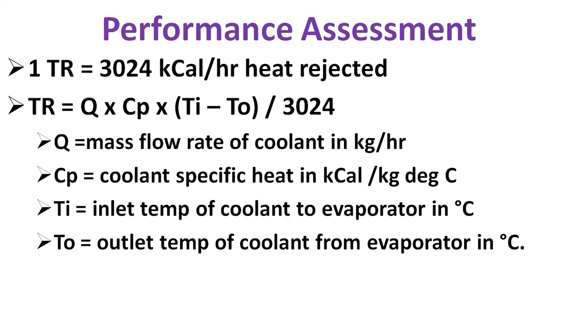And the above TR is also called chiller tonnage. This is the performance assessment what we do. 1 ton hour is calculated based on this Q into Cp into Ti minus T0 by 3024.